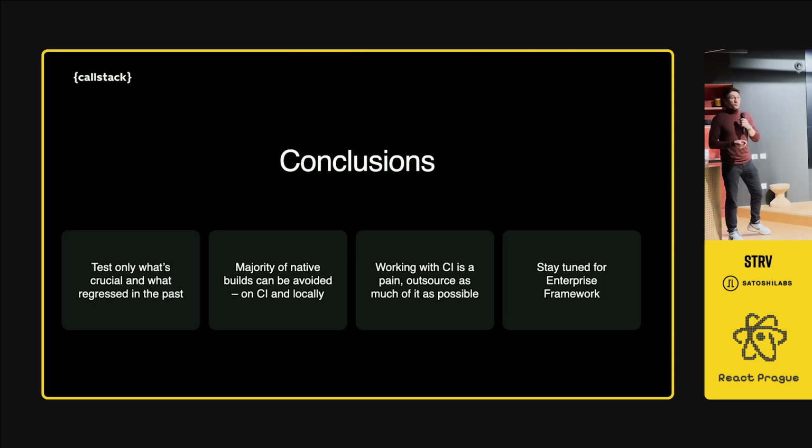And some small conclusions that I wanted to leave you with is that you should only test what's crucial and what regressed in the past, ideally. Majority of native builds are just unnecessary, also for iOS, for CI and for developers, and can be avoided. Working with CI is a pain, so try to outsource it to different packages or to EAS if possible, as much as possible. And if you cannot outsource it to some third-party cloud, stay tuned for our enterprise framework.